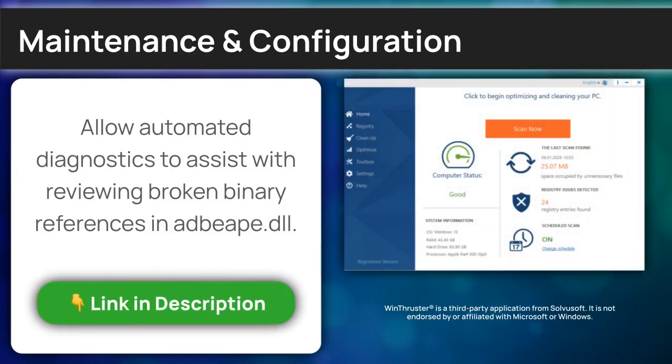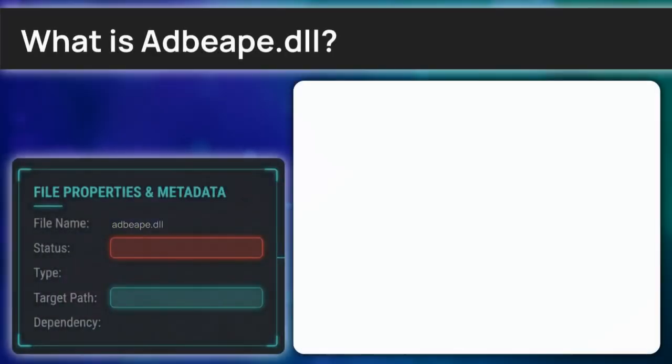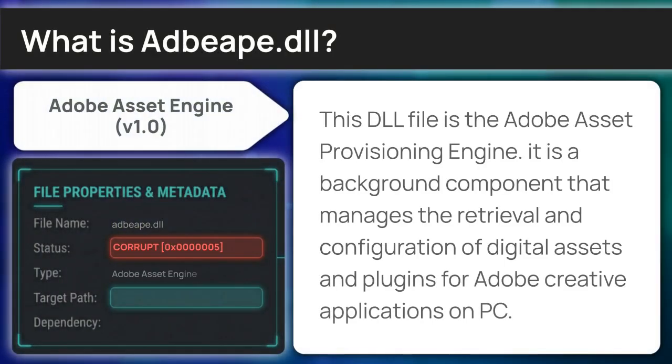This DLL file is the Adobe Asset Provisioning Engine. It is a background component that manages the retrieval and configuration of digital assets and plugins for Adobe Creative applications on PC. Let's transition to the solution, starting with the official Microsoft redistributable.